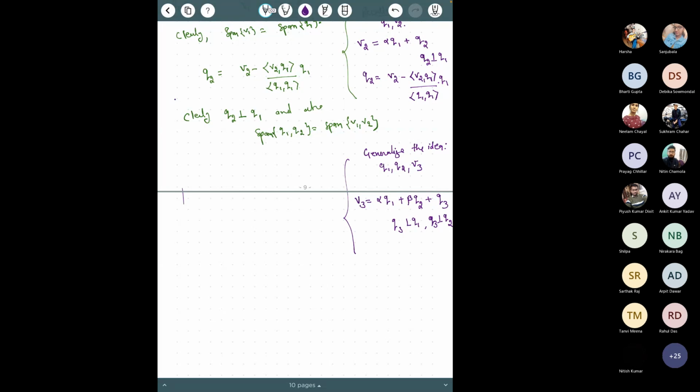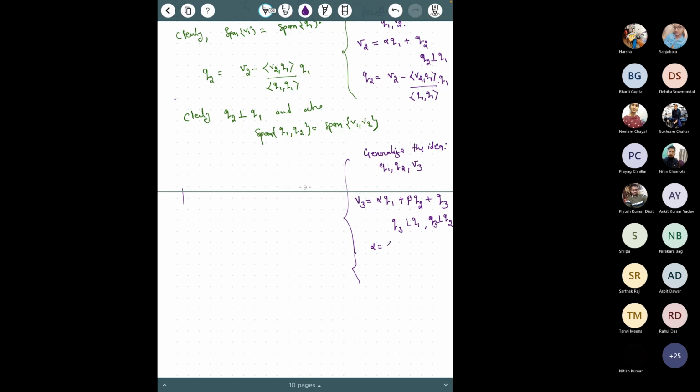Now, how is this possible? You can do this the same way. You can find alpha by using the fact that q3 and q1 are orthogonal, and q1, q2 are also orthogonal to each other. And then you can find beta using the second property. So what I'm saying is that you can use the fact that you want q2 orthogonal to q1, and q3 orthogonal to q2. Using this, you can find alpha.